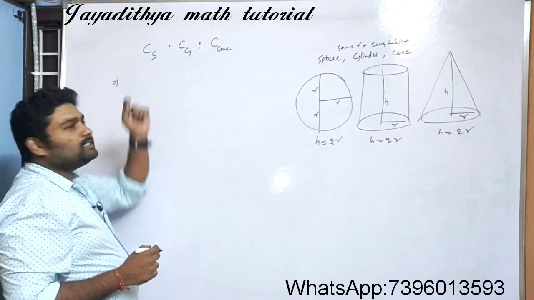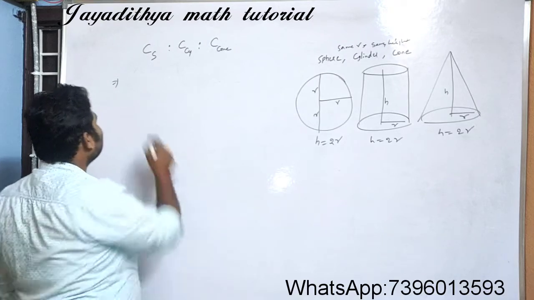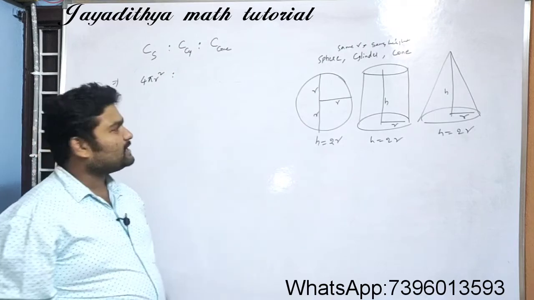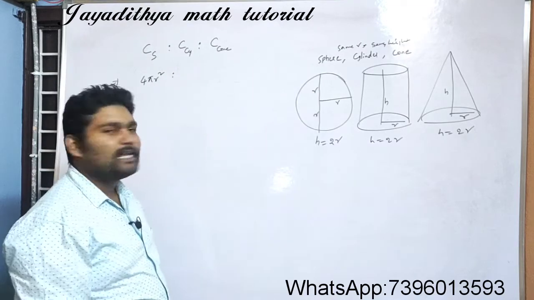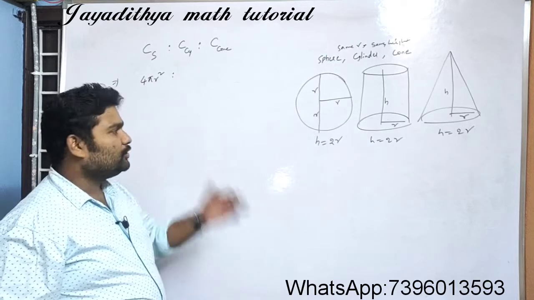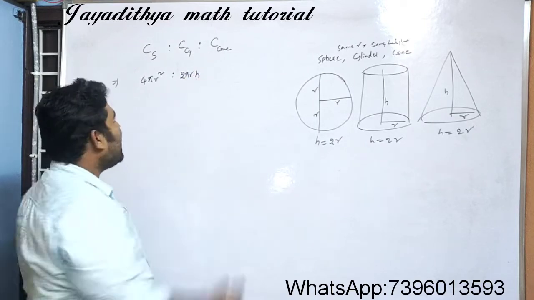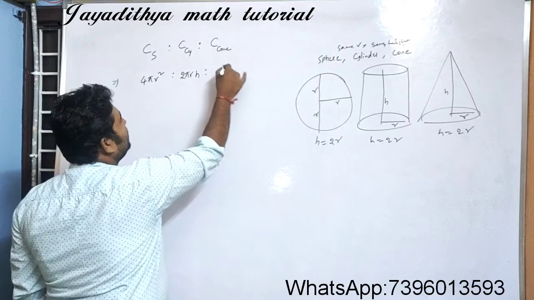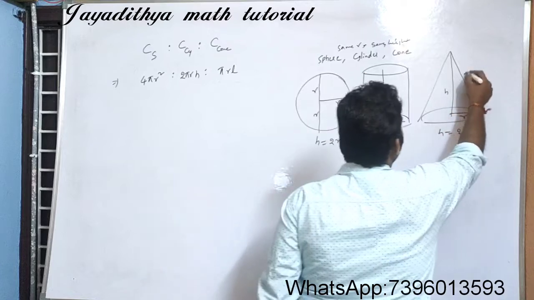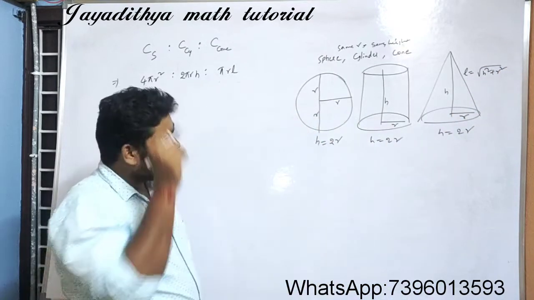What is the curved surface area of sphere? Curved surface area and total surface area of sphere are both equal. That is very simple: 4 pi r square. And what is the curved surface area of a cylinder? I told you, curved surface area means perimeter of the base into height. Perimeter of base is 2 pi r, into h. And surface area of cone is pi r l. What is l here again? l is nothing but slant height, which is equal to root over h square plus r square.